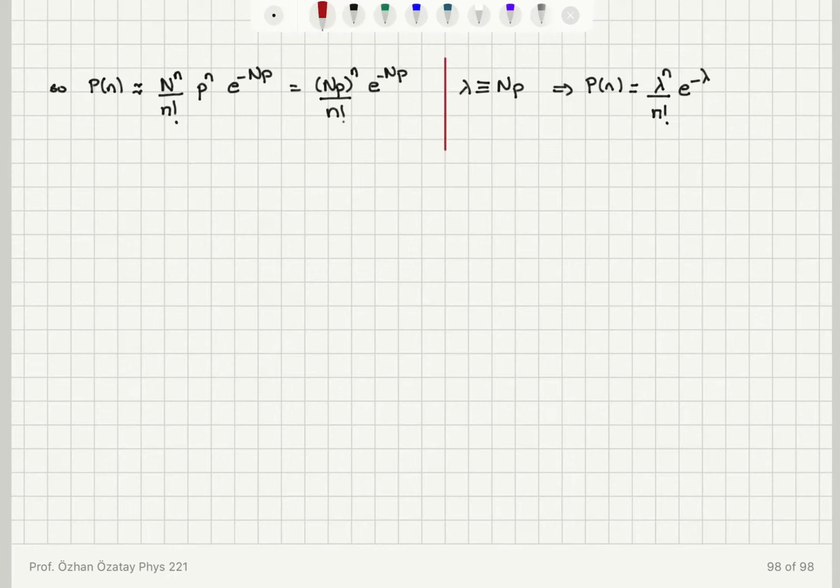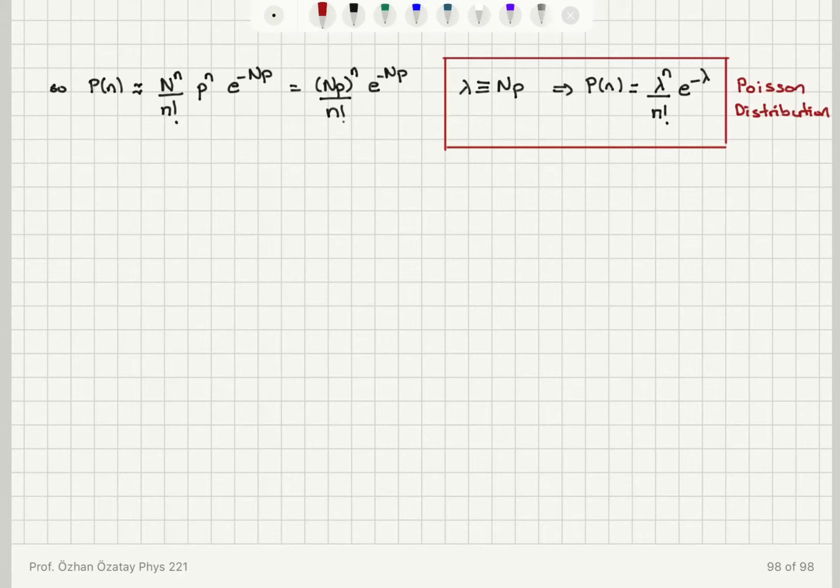So basically I have reached the end result here. This is known to be a Poisson distribution, and it works in the limit p is much less than 1 and n is much less than capital N. So this is the limit in which it works.